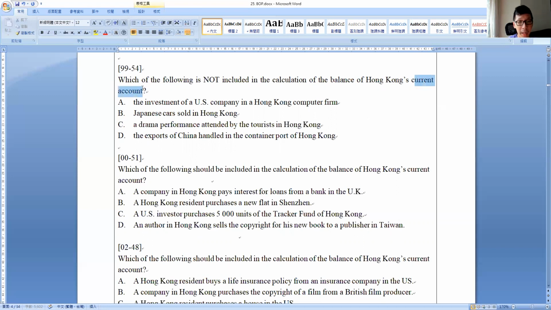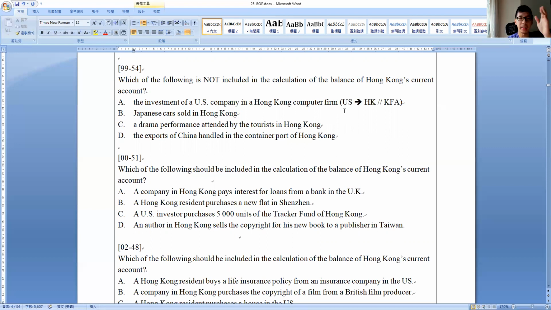Which one is not in the current account? First, the investment. Whenever you see the word investment, right now, the US is paying money to Hong Kong. Since it is an investment, it is KFA. Investment means KFA. Therefore, A is not included in the current account. Answer A. Okay, B. A Japanese car sold in Hong Kong.